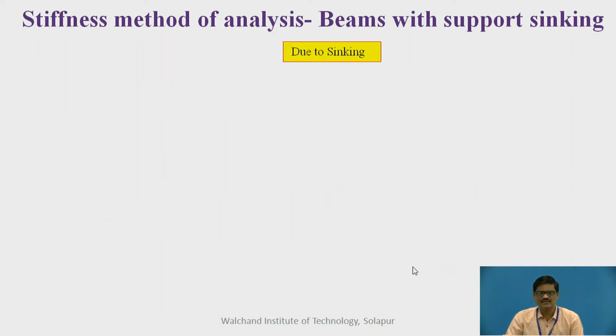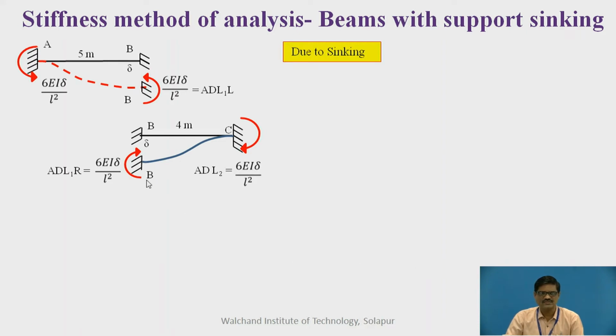In the same way, we shall find it for sinking. Now, due to sinking, there will be a fixed end moment produced of magnitude 6EI delta upon L square, and the moment will be developed in the opposite direction of the rotation of the span. For example, for AB, the sinking is causing the span to rotate in clockwise direction. Therefore, the fixed end moment produced will be in anti-clockwise direction. In the same way for BC, the sinking is causing the span to rotate in anti-clockwise direction. Therefore, the fixed moments are produced in clockwise direction.